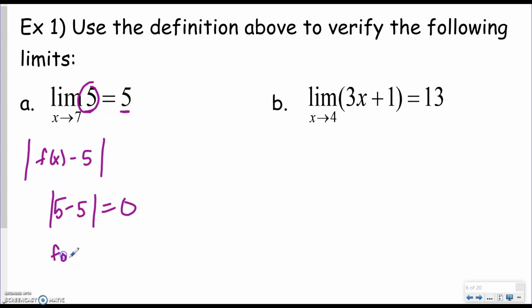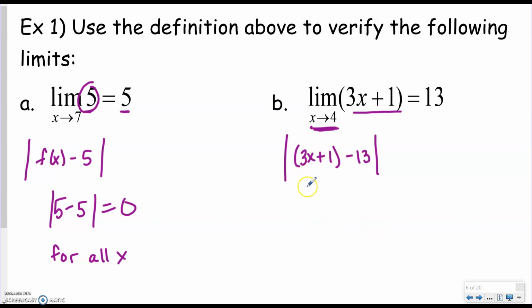So for all x, we have verified that that works. For the second one, our function is 3x plus 1, and our limit L is 13. So what we're going to do is 3x plus 1 minus 13, and we're going to see what happens when our values get closer and closer to 4 here.